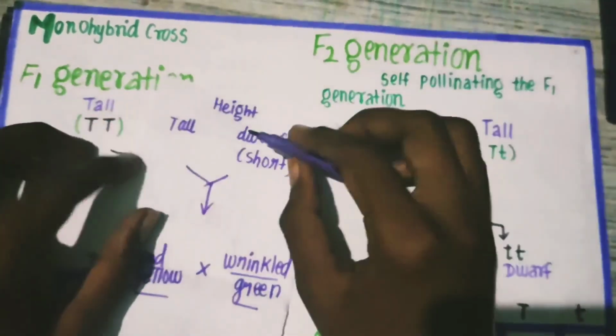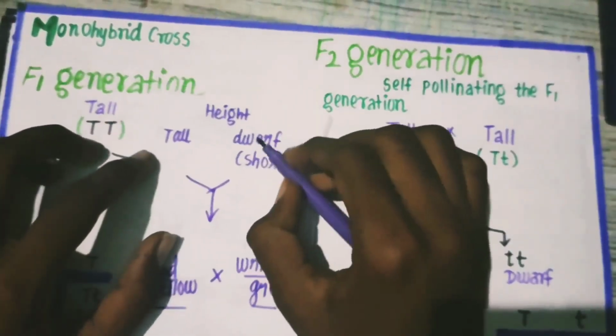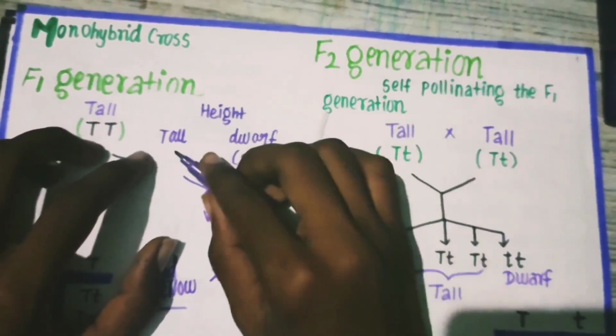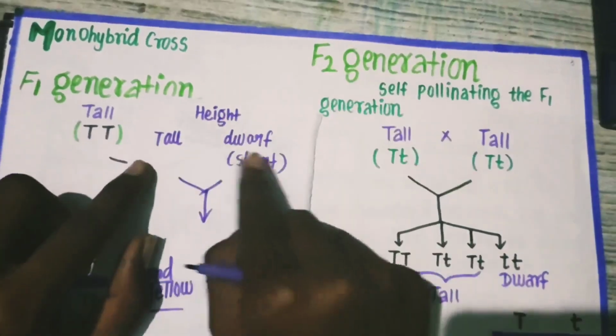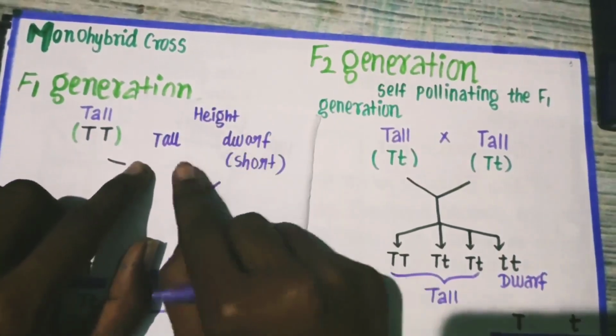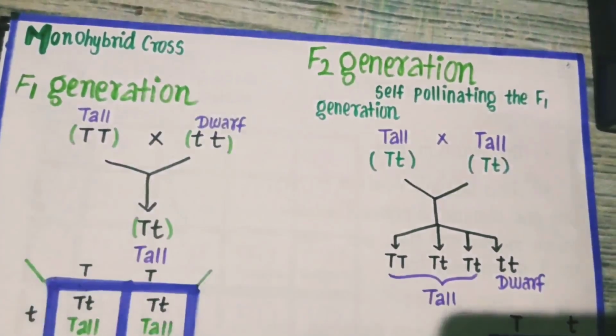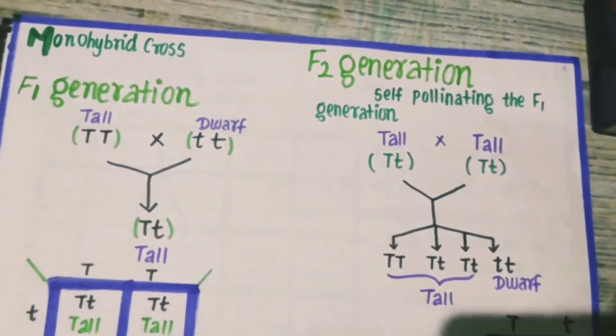If you see, this was the example which we took. You can take your note and check: tall and dwarf. We are taking a tall plant and a dwarf plant and we are crossing. So here you can see there is an involvement of a single pair of contrasting characters. So this is known as monohybrid cross.